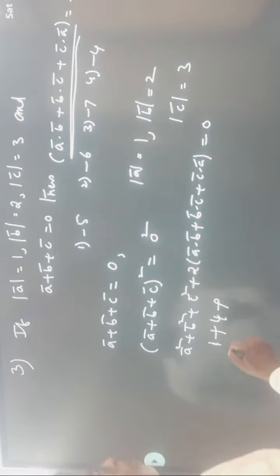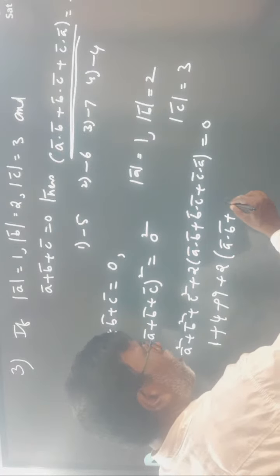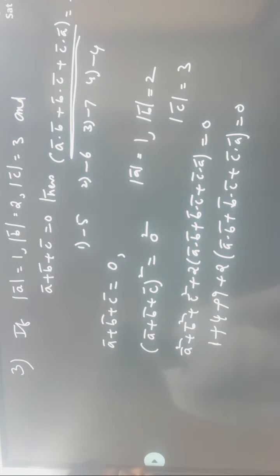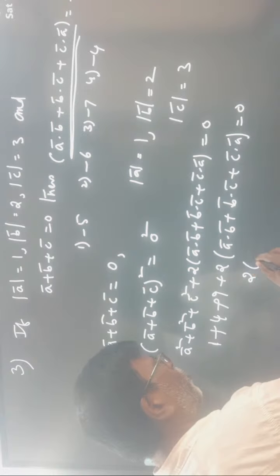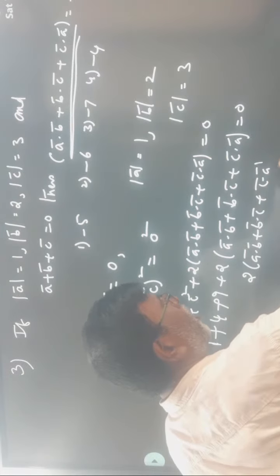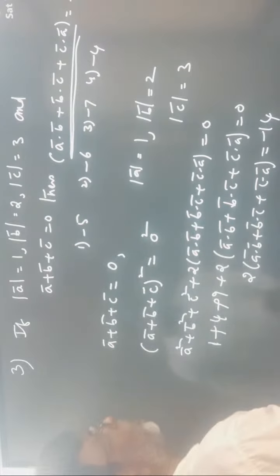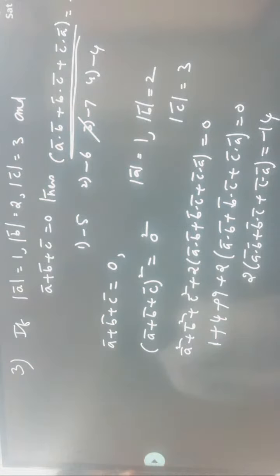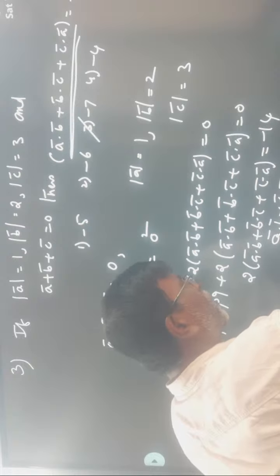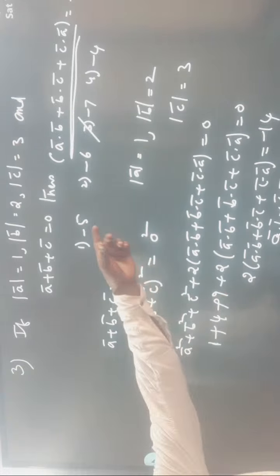Substitute there. 1, 4, 9 plus 2 into A dot B plus B dot C plus C dot A gives 0. So 2 into A dot B plus B dot C plus C dot A gives minus 14. Taking that to the other side, we get minus 7. That is A dot B plus B dot C plus C dot A gives minus 7. So minus 7, the third option, is the correct answer.